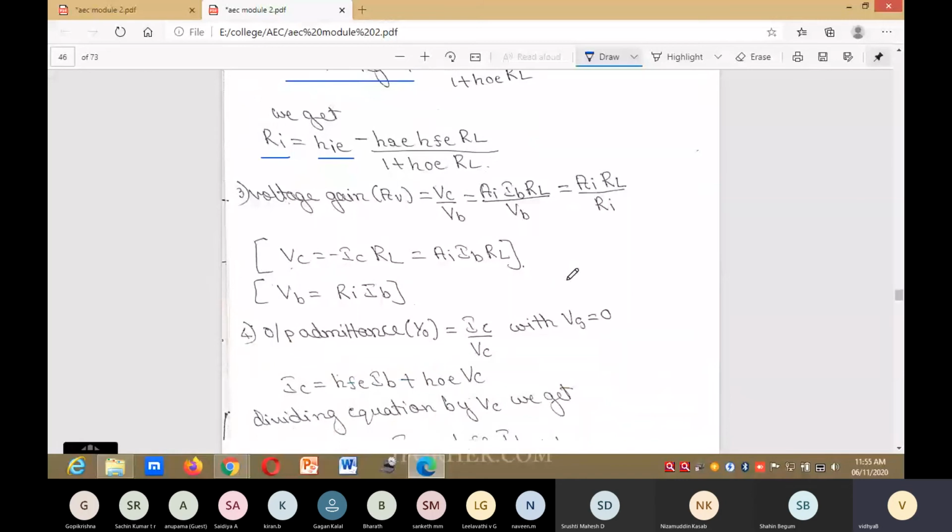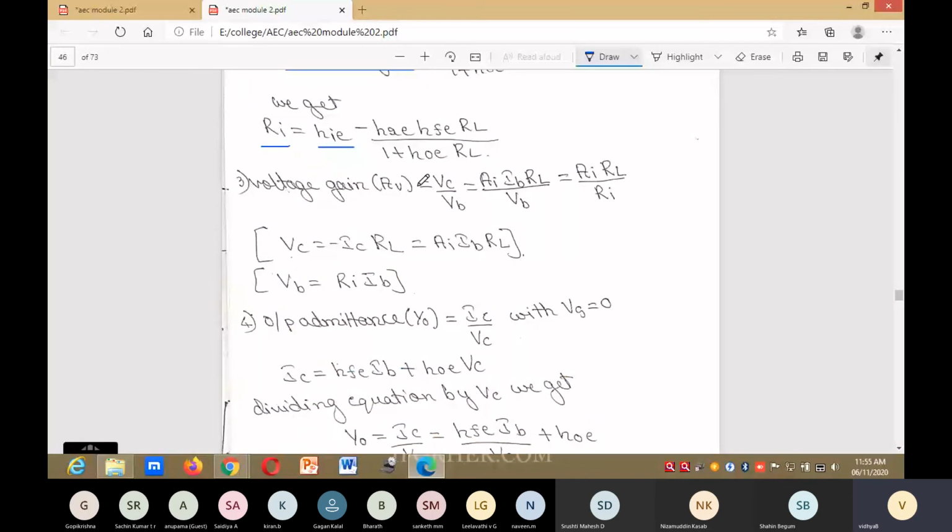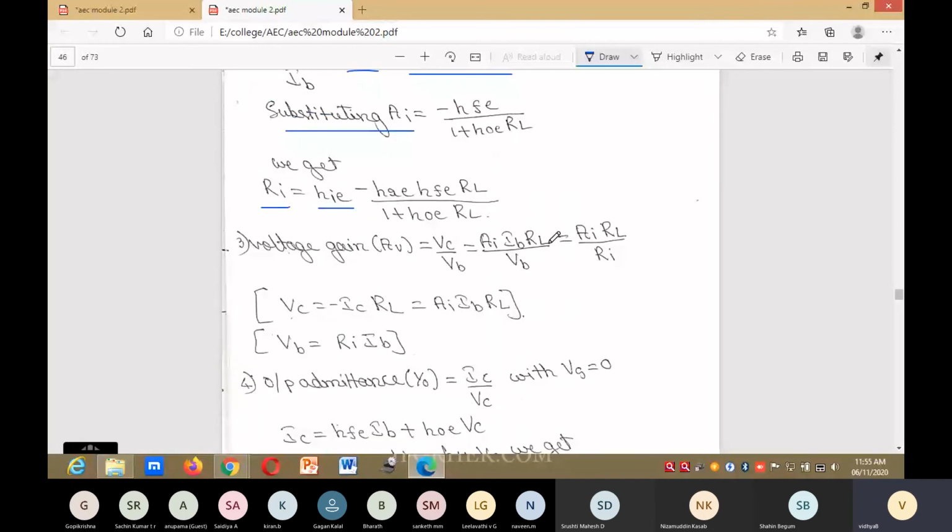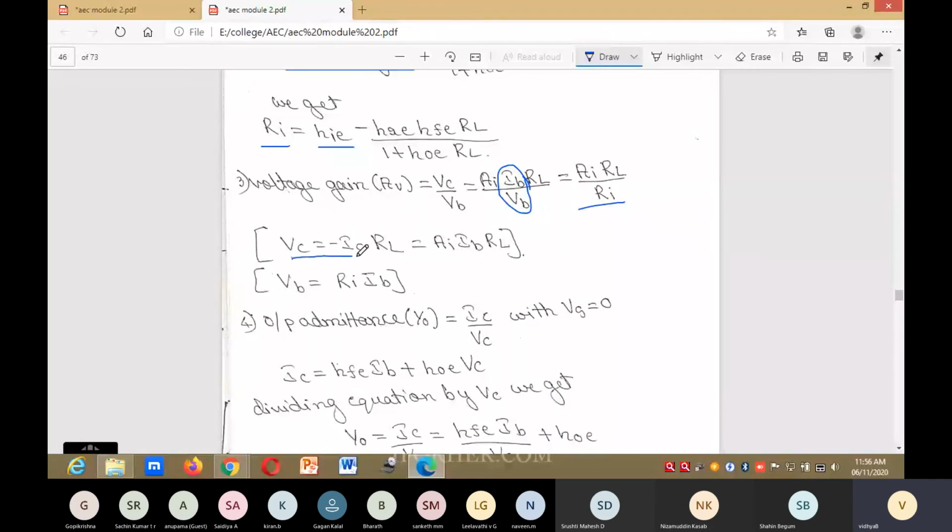Next, voltage gain. Voltage gain is equal to VC divided by VB. VC value is AI into IB into RL divided by VB. Here it is AI into RL divided by RI, because VB can be written as RI into IB. VC is equal to minus IC into RL, which is AI into IB RL.